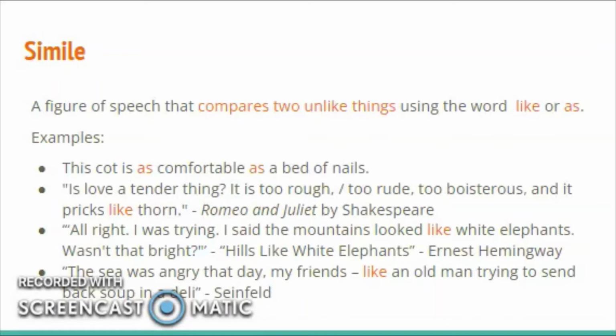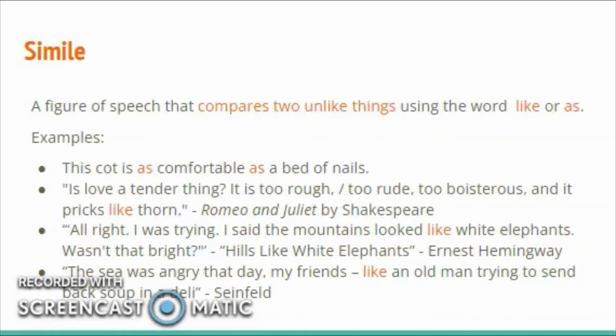Wasn't that bright? So right there, she is comparing the hills that she's seeing, Jig, to the white elephants, to show some different things. We're actually going to hold off on diving too deep into this simile, because we're going to get to it in a little bit.